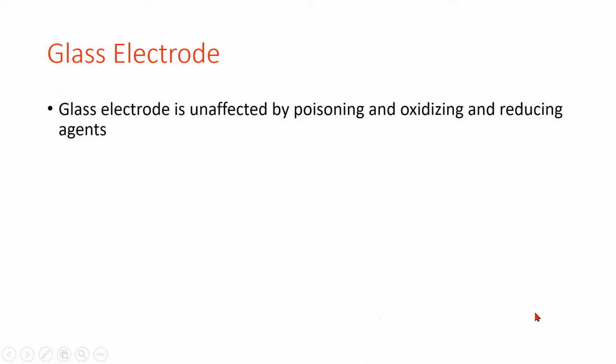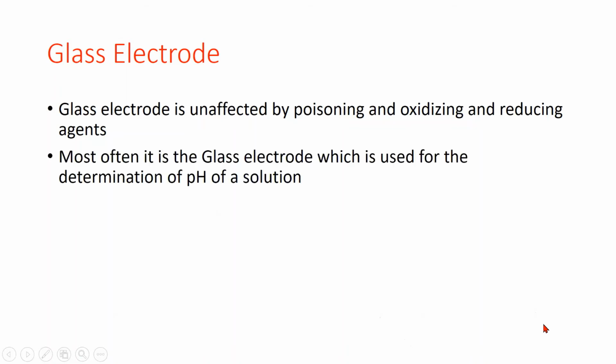Glass electrode is unaffected by poisoning and oxidizing and reducing agents. Hence, most often it is the glass electrode which is used for the determination of pH of a solution.